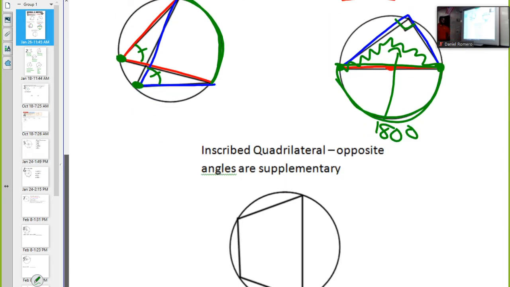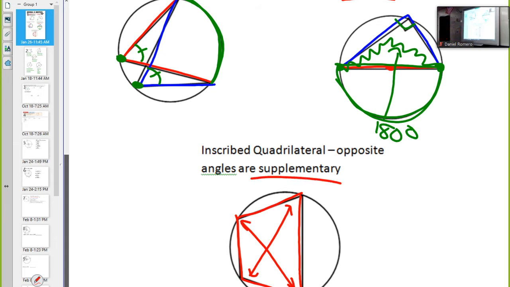Okay, the last one on this page is another property. If in a circle you have a quadrilateral, how many sides does a quadrilateral have? Just first semester geometry. 4, or 4 as the kids would say. And that quadrilateral is made up entirely of chords. It's made up entirely of segments that start and stop on the circle. Then the opposite angles, the angles that are across from each other, are supplementary.